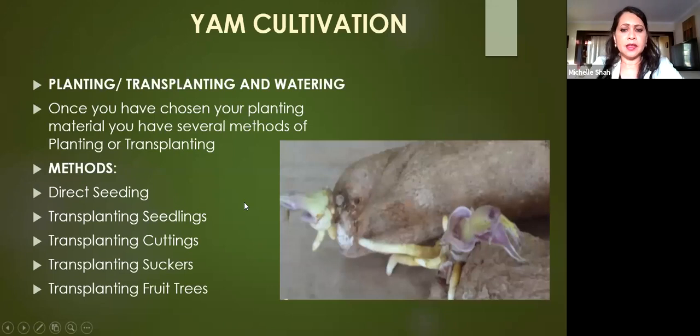Yam cultivation: planting, transplanting and watering. First, once you have chosen your planting material, you have several methods of planting and transplanting. The methods used are direct seeding or transplanting seedlings, transplanting cuttings, transplanting suckers, or transplanting the fruit trees. So there are various methods of transplanting for yam cultivation.